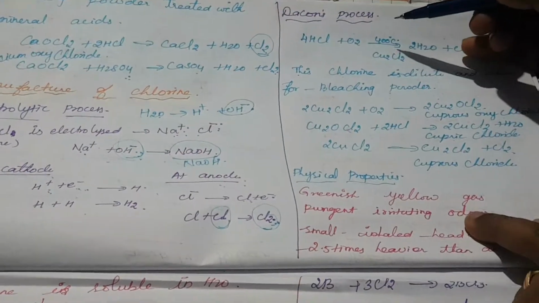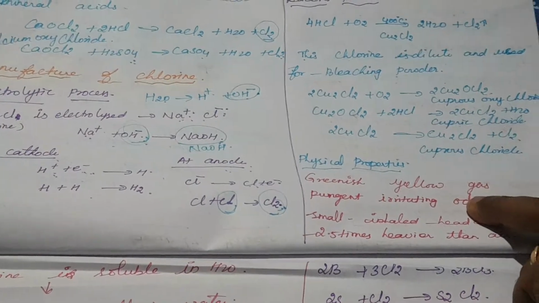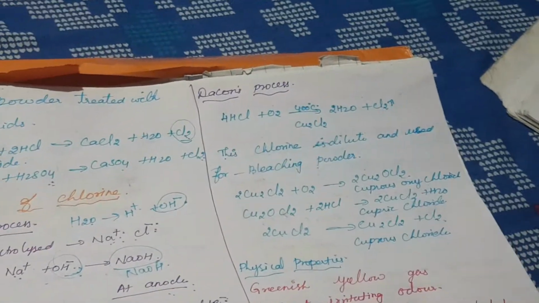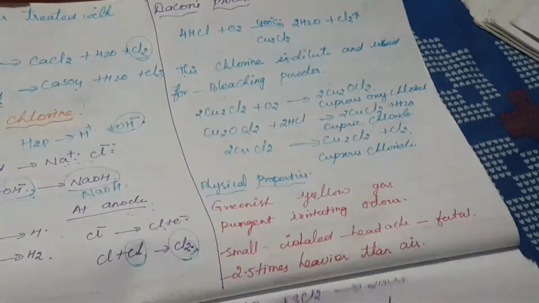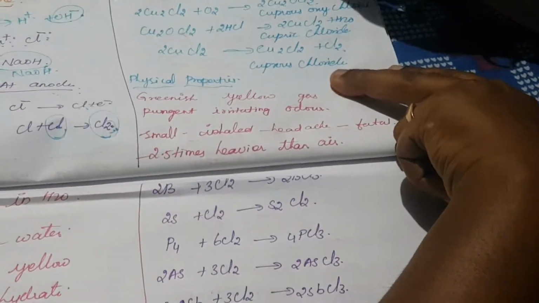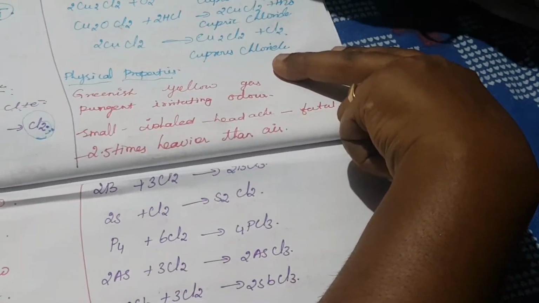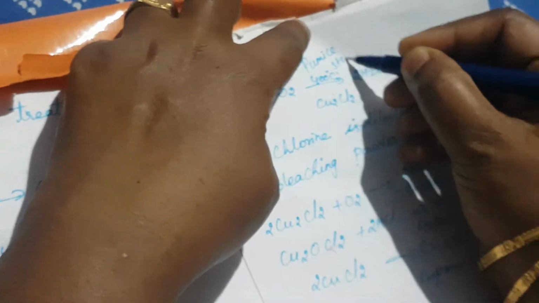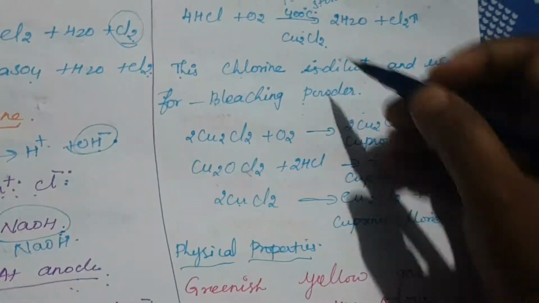Next we are seeing the Deacon process. What is meant by the Deacon process? How is chlorine prepared from hydrochloric acid? When the hydrochloric acid is mixed with air and passed through cuprous chloride in the presence of pumice stone. What is meant by pumice stone? That is volcanic rock.